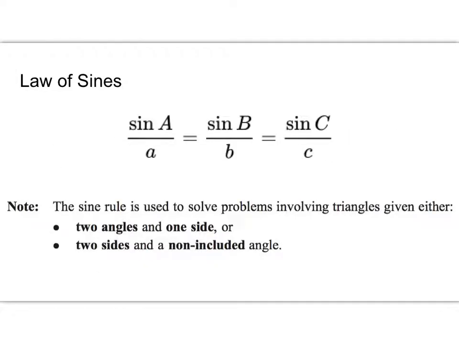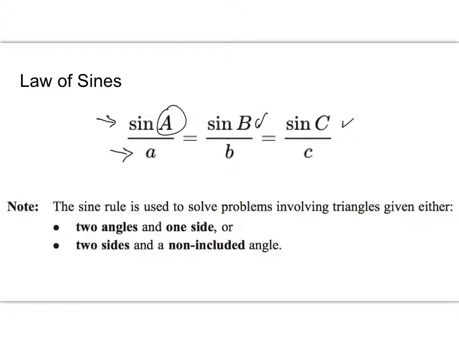Okay, so the law of sines. Sine A over A equals sine B over B equals sine C over C. That's the formula for the law of sines. What do I do with it? Well, here is a side, here's an angle. Same thing here and here.